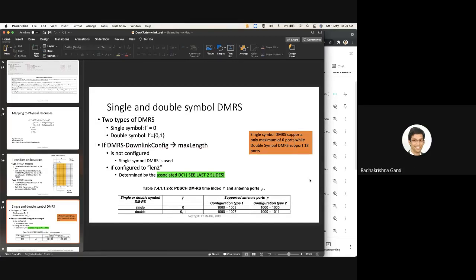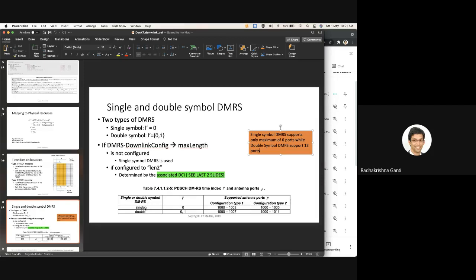One of the points I should now make is, remember, DMRS is one of the reference signals, pilots, that we are going to use to estimate our MIMO channel. So if you use single symbol, you can use a maximum of 6 ports for that user. 6 ports means effectively a maximum of 6 layers can be used. You understood the port definition. If on the other hand you use double symbol DMRS, you can support 12 ports. It will become very clear why that is the case.